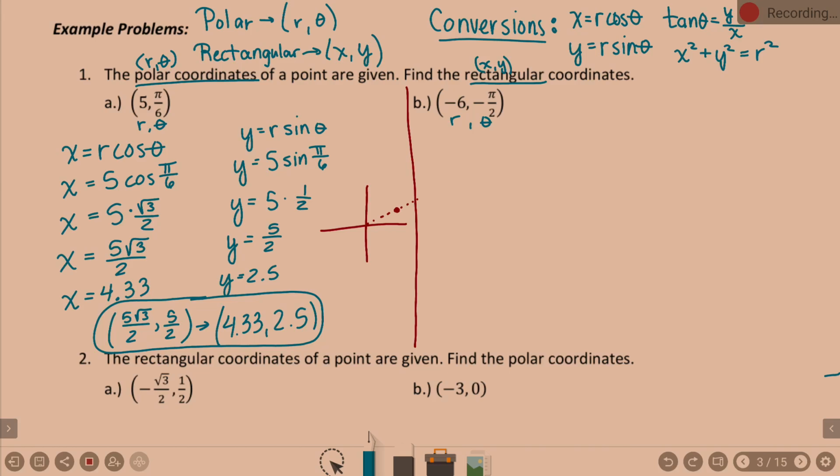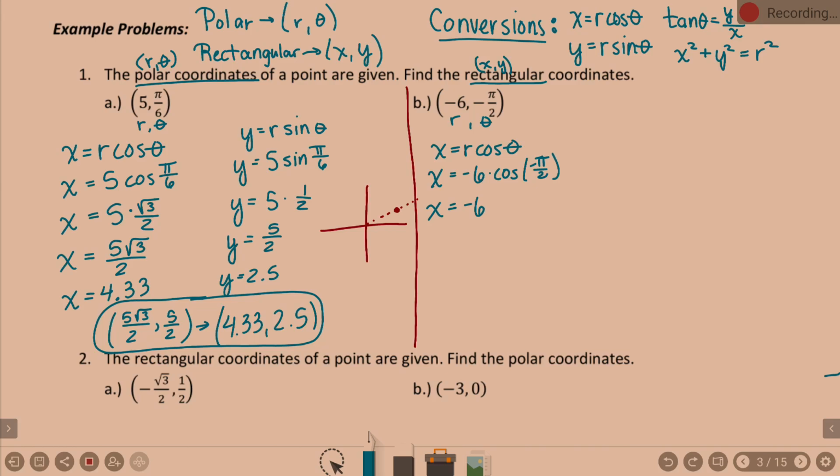You guys know what we're going to do, right? We know r and theta, so we can use x equals r cosine theta to find x. So x equals -6 times cosine of negative pi over 2. Really just 3 pi over 2. Okay. And you do need to think about that, yes?